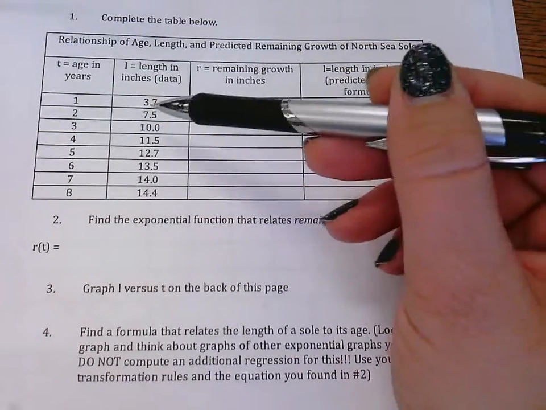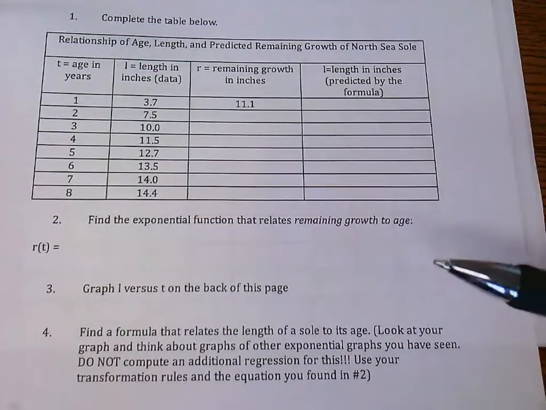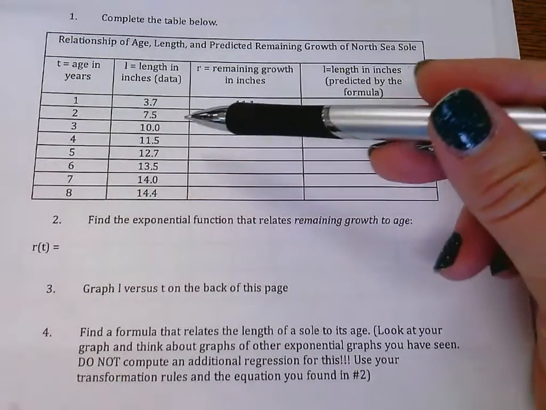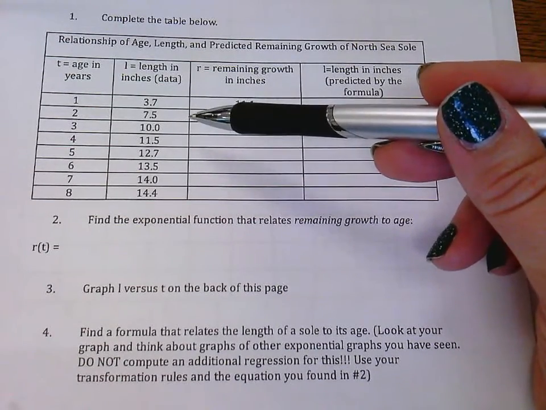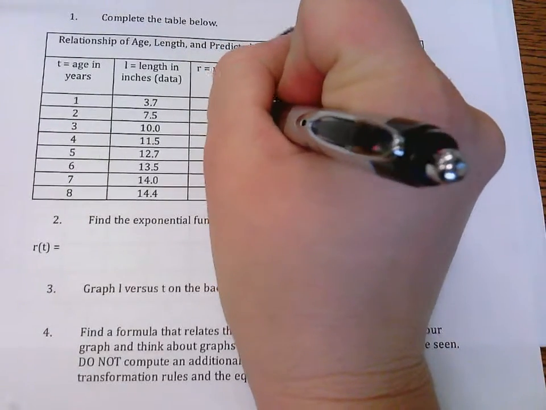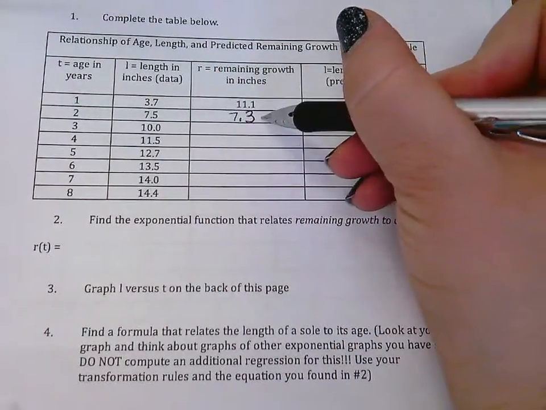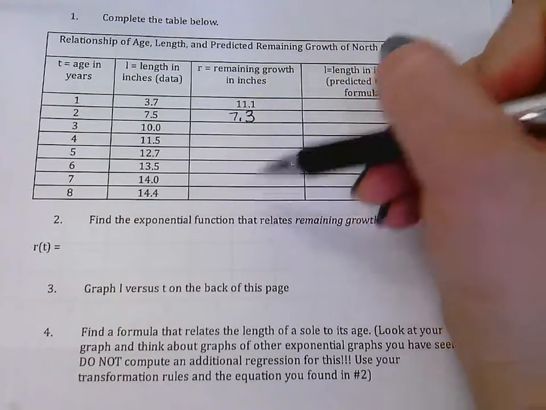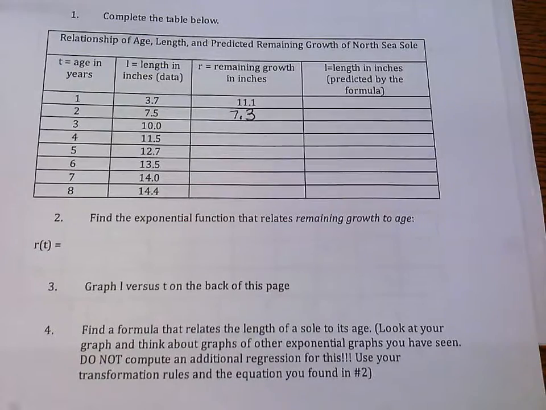So for each of these rows, you're just going to take 14.8 and subtract the current length of the fish. So I'm just going to subtract, like, 7.5. So I have 7.3 inches left to grow. All right, so if you could fill in that column just by subtracting from 14.8 each time, and we'll do that for a minute, and then I'll show you what we're going to graph.